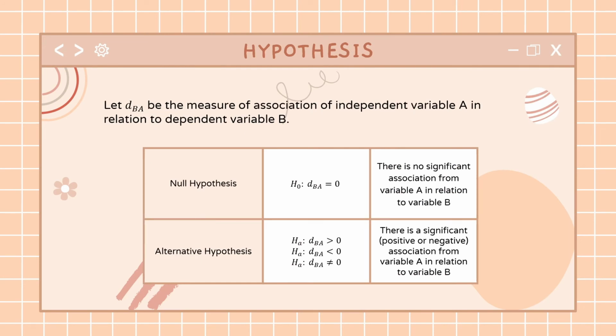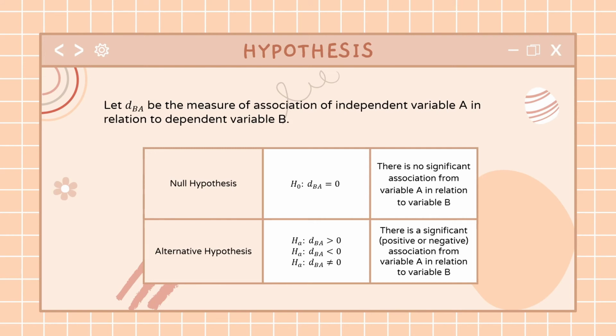So for the hypothesis, let DBA be the measure of association of independent variable A in relation to dependent variable B. So for this one, medyo important yung ordering ng subscripts dito. That is, DAB is different from DBA na pinag-uusapan natin dito. So, kapag DAB yun, yung independent variable mo na doon is variable B, and yung dependent variable mo doon is A. And hindi yun the same sa DBA. Pero for this discussion, let us focus sa DBA.